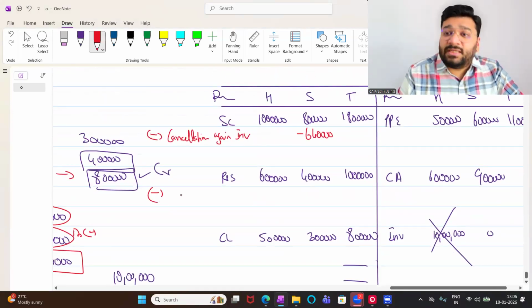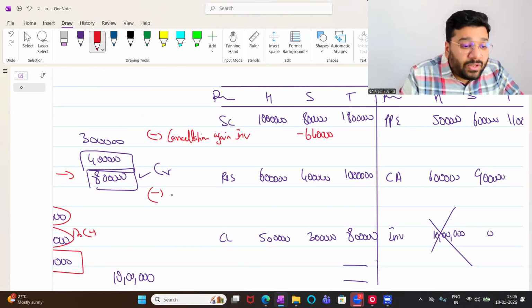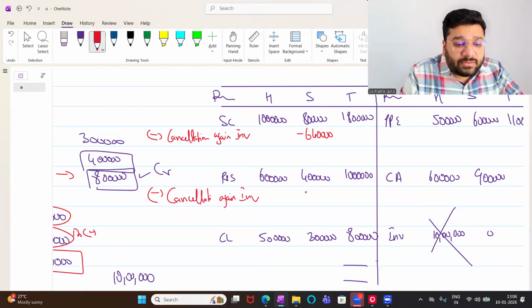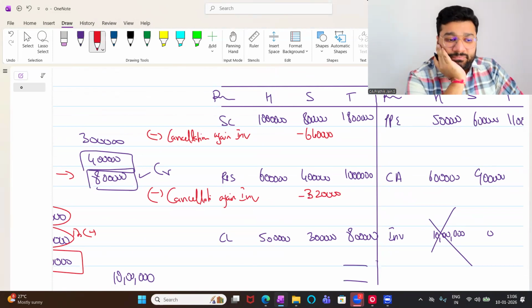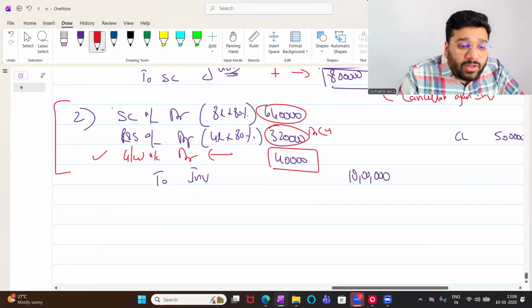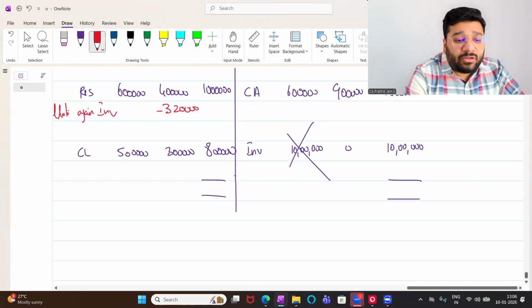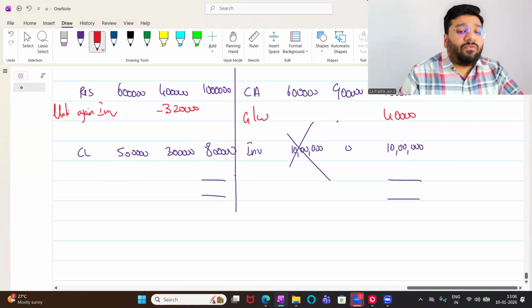So minus, this is minus against the investment. All of this is minus against investment. So minus cancellation against investment. How much is it? 3 lakh 20,000 rupees. Any difficulty? Online people, any difficulty? No, sir. Goodwill, sir. We have debited, so a new account is coming into picture. So goodwill will come into picture. How much? 40,000. 40,000 directly.